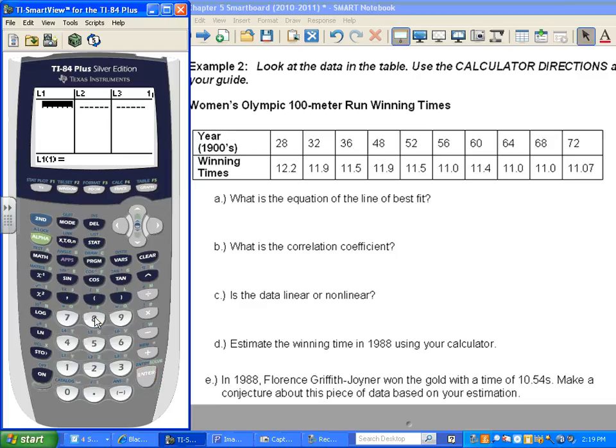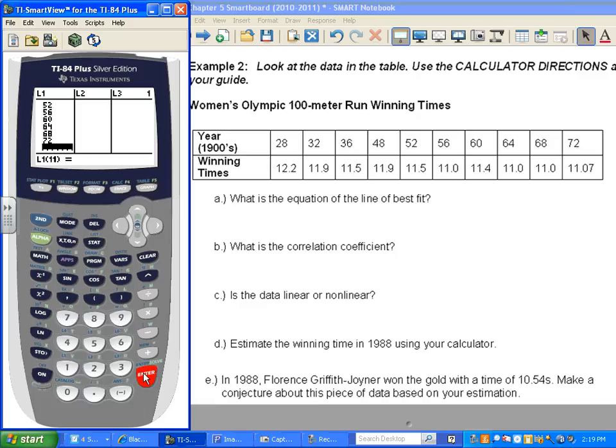The years is X. 28, enter. If you see me make a mistake, let me know. 32, enter. 36, enter. 48, enter. 52, enter. 56, enter. 60, enter. 64, enter. 68, enter. And 72, enter. I'm going to do it with you.